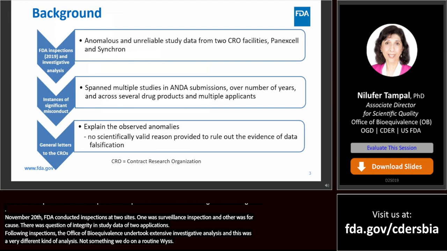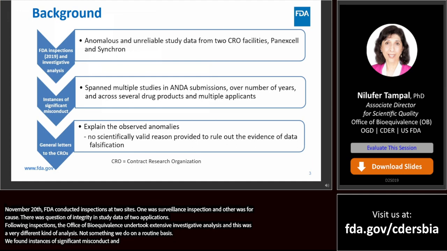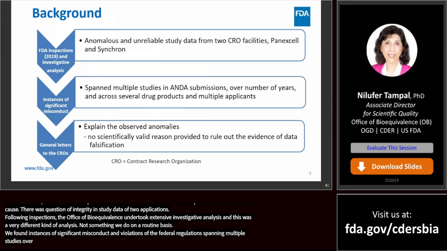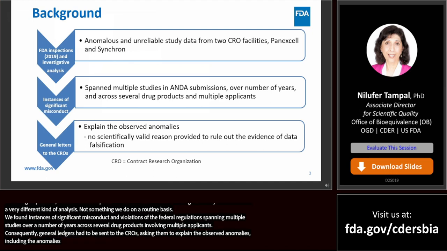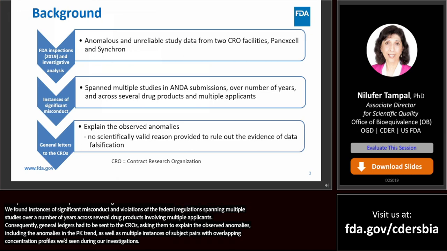We found instances of significant misconduct and violations of the federal regulations spanning multiple studies over a number of years, across several drug products and involving multiple applicants. Consequently, general letters had to be sent to the CROs asking them to explain the observed anomalies, including the anomalies in the PK trend, as well as multiple instances of subject pairs with overlapping concentration profiles that we had seen during our investigations. Neither of the CROs was able to provide valid scientific reasons to rule out that the data were falsified.